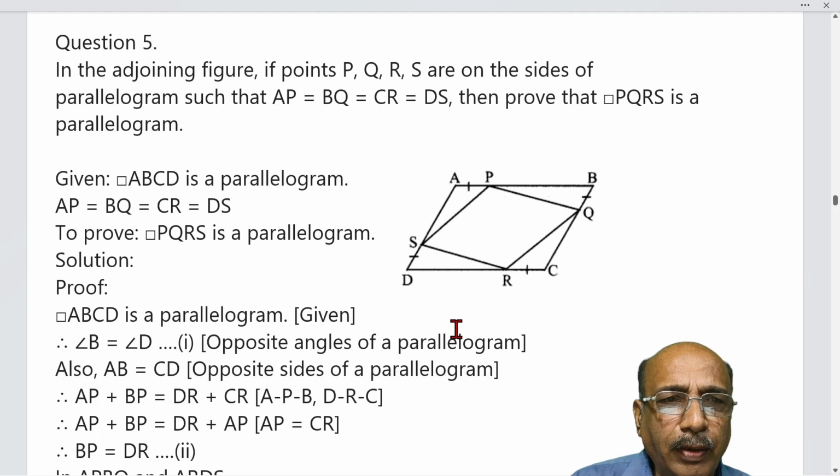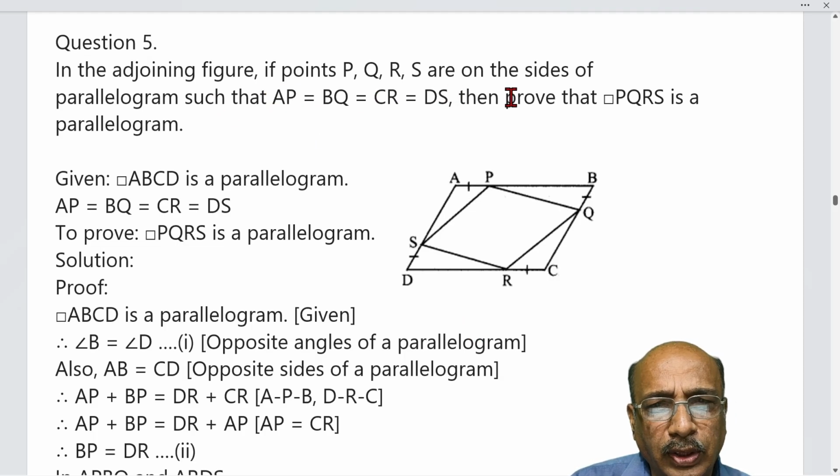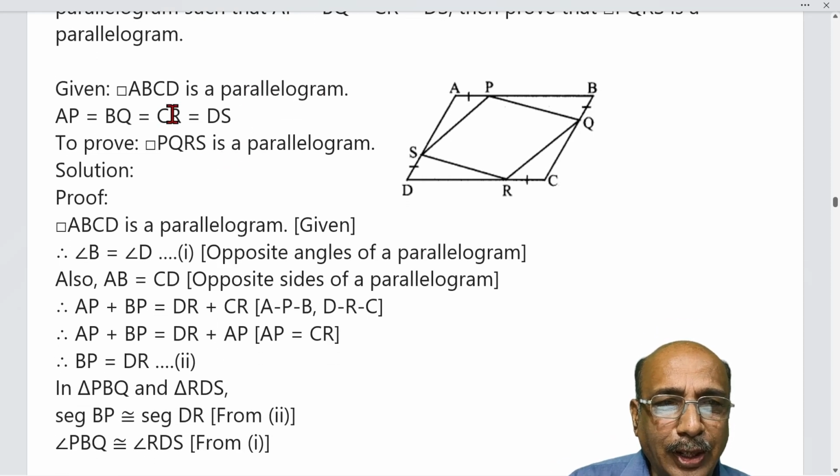Next question 5. In the adjoining figure, if points P, Q, R, S are on the sides of a parallelogram such that AP equals BQ equals CR equals DS, then prove that quadrilateral PQRS is a parallelogram. Given: quadrilateral ABCD is a parallelogram, and AP equals BQ equals CR equals DS. To prove that quadrilateral PQRS is a parallelogram.